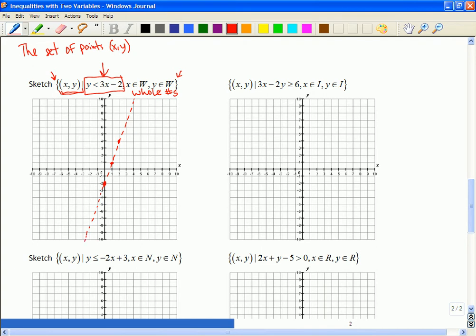Now, we can still use our favorite point because it's not on there. So I can stick in a 0. And if I go, is 0 less than, I'll change the color so it shows up better. Is 0 less than -2? No, it's not. So we're going to be on the other side. We're going to be over here.